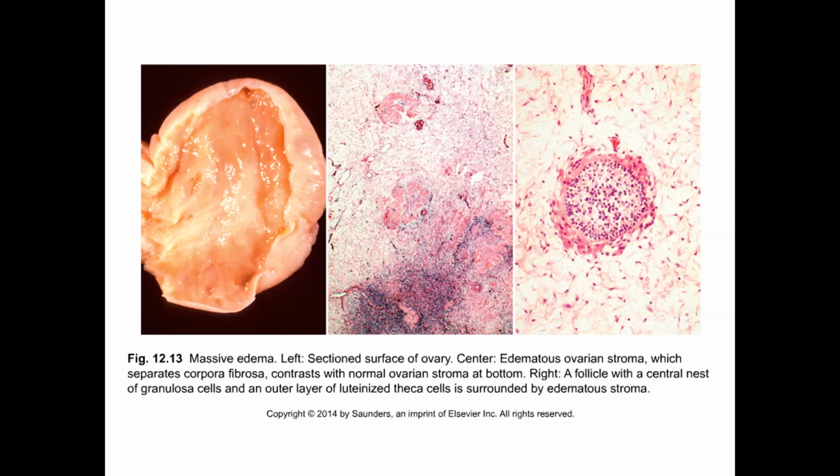Now, another entity that comes into differential considerations at times, and which is a little bit puzzling, is so-called massive edema of the ovary. And this is not necessarily caused by torsion, but seems to have a spontaneous component to it, where the normal ovarian structures are just separated by a very massively edematous change in the stroma. The follicles tend to be preserved. The corpora albicantia, of course, are scarred down, but the intervening stroma shows just a pronounced degree of edema.